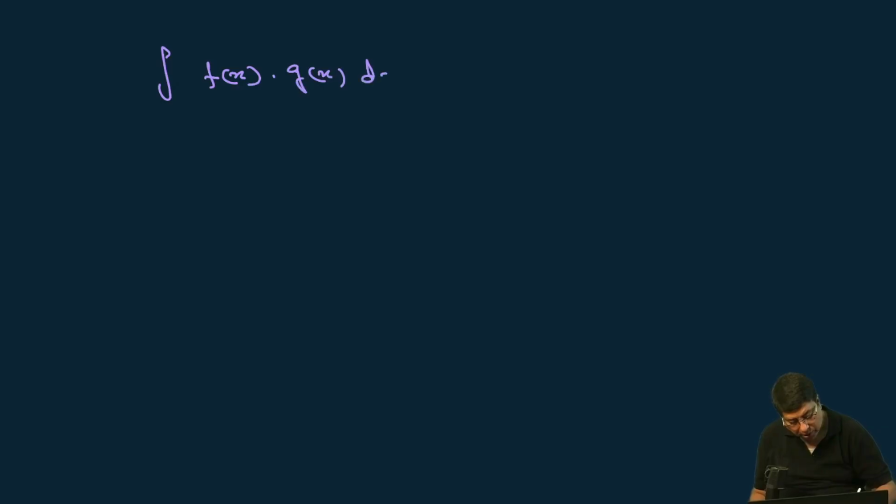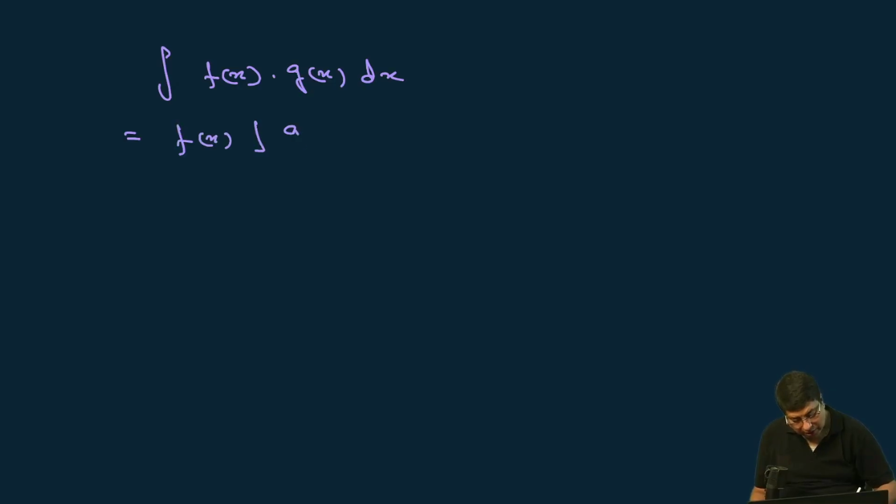Now we are going to the integration by parts. It means whenever a product of two functions is there, we have to apply integration by parts. So it is in the form of the integration of f(x) into g(x) dx.